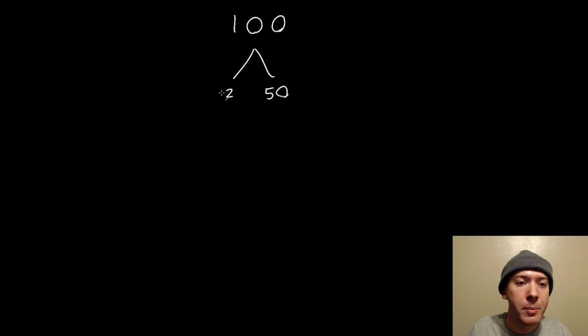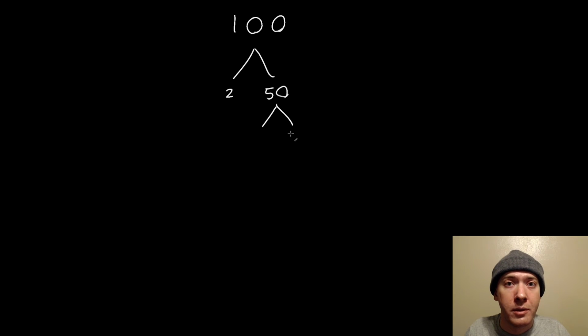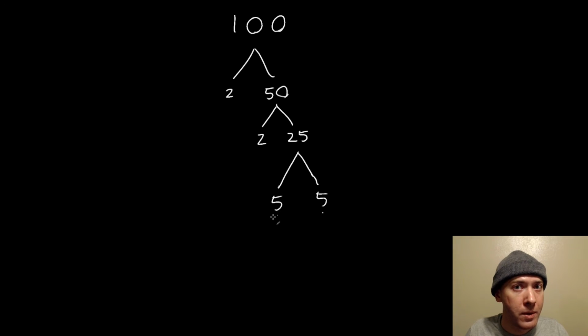Okay, we stop with the 2 over here. We're not going to branch off of it because 2 is a prime number. However, 50 is not. But again, 50 is even. 2 times 25 is 50, right? So we can make a branch there with 2 and 25. Now we stop here with this 2, but we need to branch off of 25. 25 is not prime. What are two numbers that multiply to give you 25? 5 times 5 is 25, right? So we're going to write 5s here, and now these 5s are prime. The only factors of 5 are 1 and 5. So we're done with this factor tree.